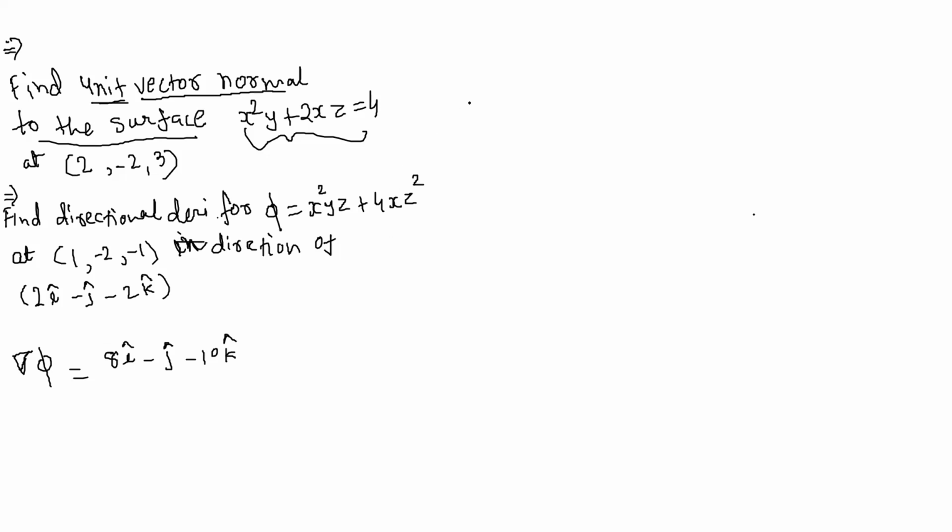See, this is my first step. Finding nabla phi is the first step. After this, what should we do, Kashyap? Ma'am, formula. Nabla phi dot a bar upon mod a bar. Very good. This is the directional derivative formula. Directional derivative of phi at the given point.